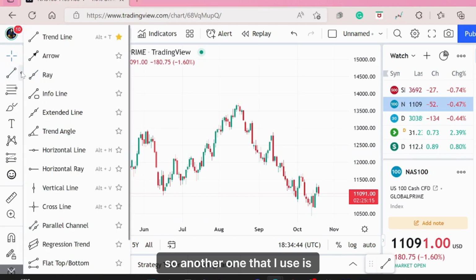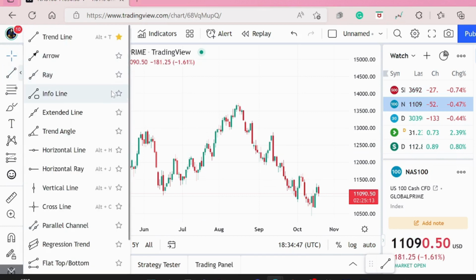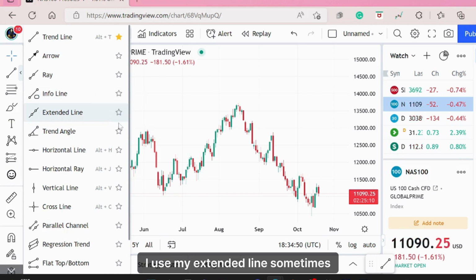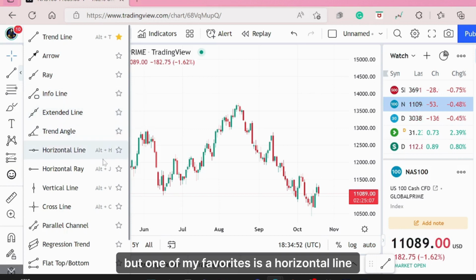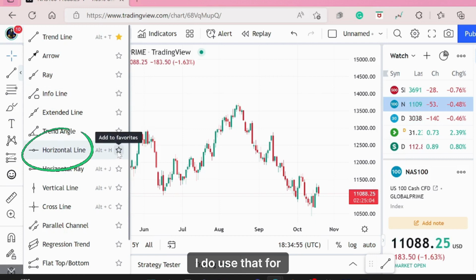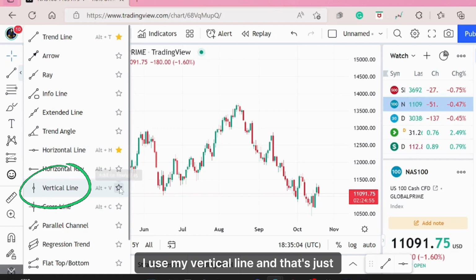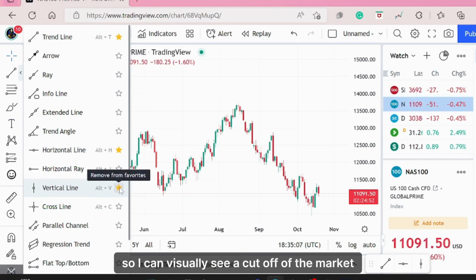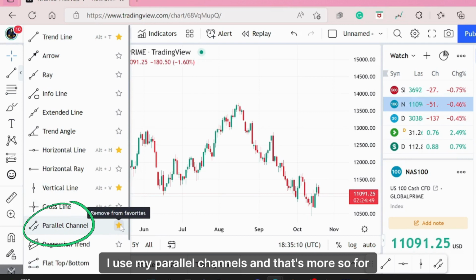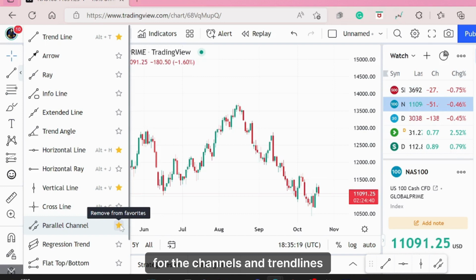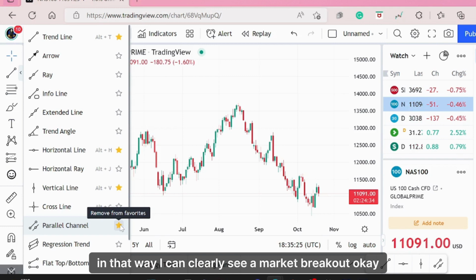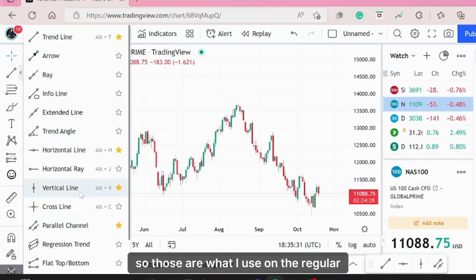So another one that I use is, I use my extended line sometimes, but one of my favorites is the horizontal line. I use that for my support and resistance. I use my vertical line, and that's just so I can visually see a cutoff of the market. I use my parallel channels, and that's more so for the channels and trend lines. It can mark off my trend line off the top and the bottom, and that way I can clearly see a market breakout. Okay, so those are what I use on the regular.